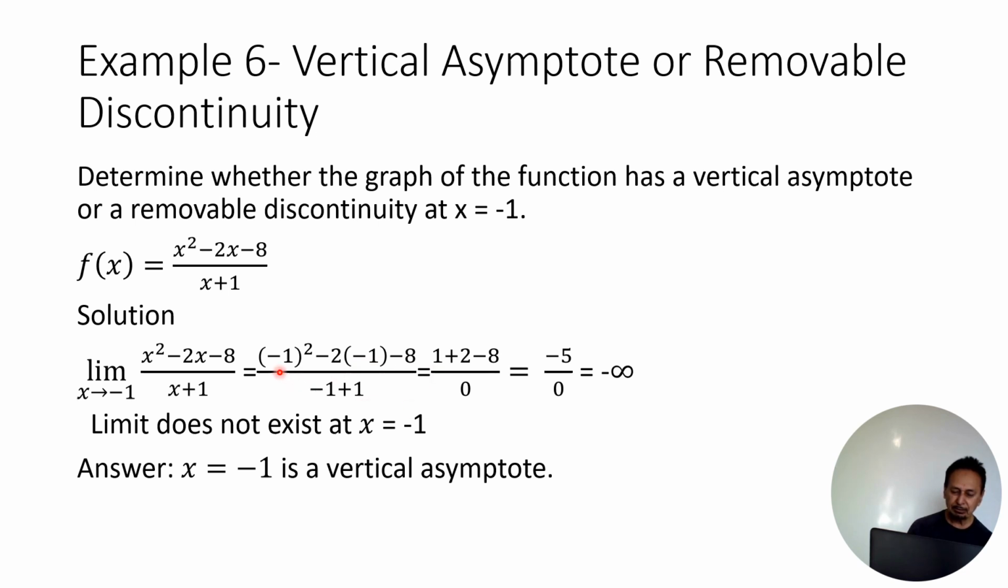So simplify it: negative 1 squared will be 1, negative 2 times negative 1 will be 2, minus 8, and negative 1 plus 1 will be 0. Now 1 plus 2 is 3, 3 minus 8 is negative 5. So we have negative 5 over 0, so that would be what? It's not a real number, it's minus infinity. So we'll say the limit does not exist at x equal to minus 1. So in this case, x equal to minus 1 is a vertical asymptote.